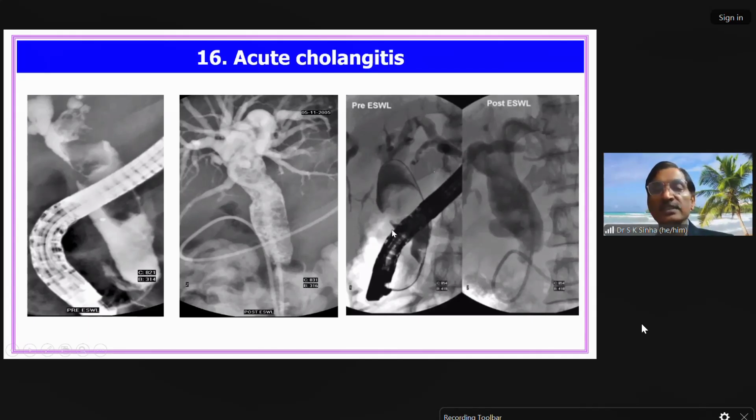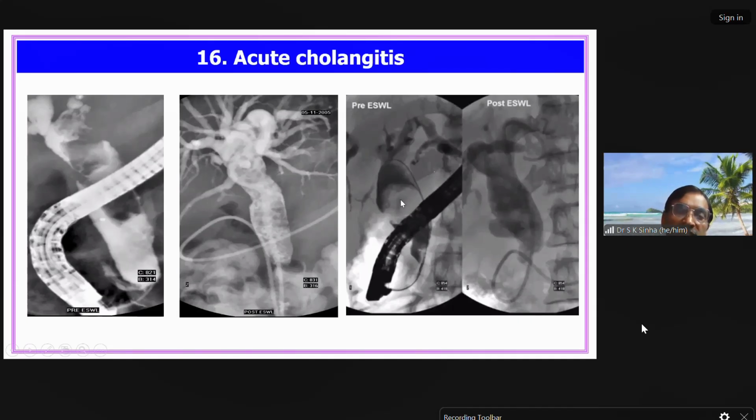Again, a very large stone, and you can see this is a 12 millimeter size scope, and the stone is almost twice the diameter. So almost a 2.5 centimeter size CBD stone, with a very narrowed lower duct. So this will also require breakage of the stone. So for breakage, there are different ways.